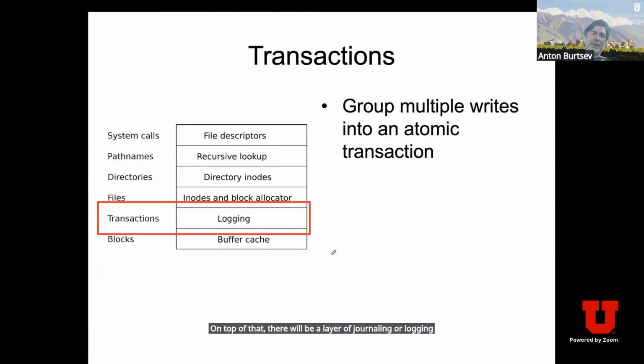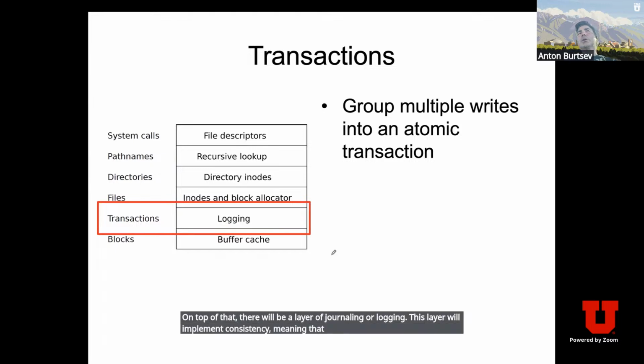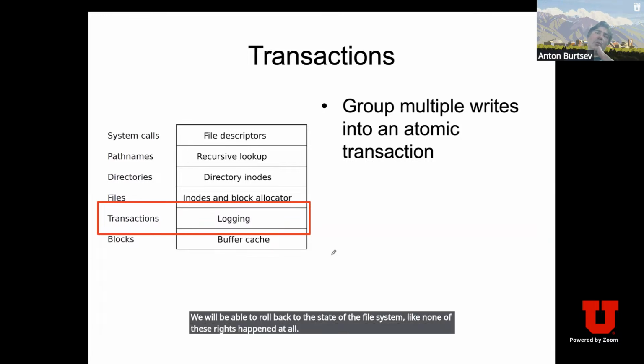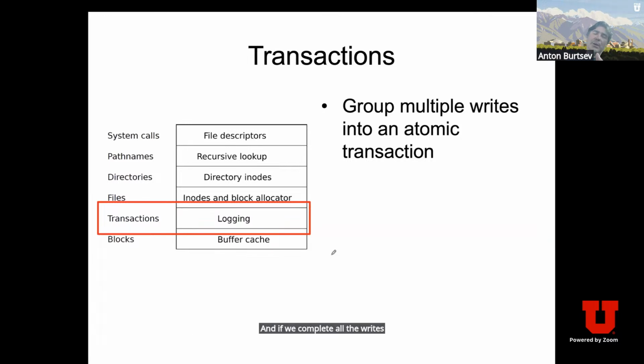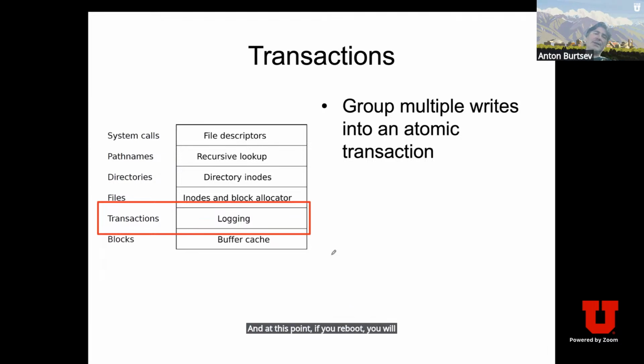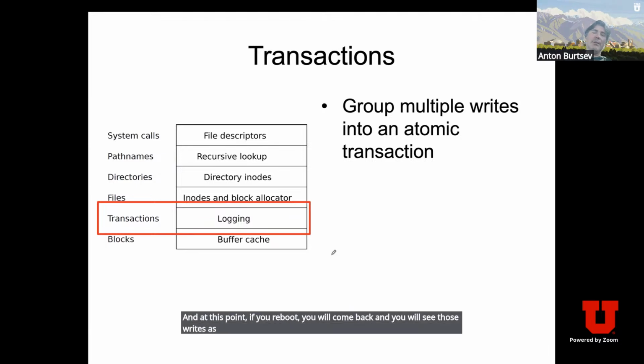This layer will implement consistency, meaning that it will group writes into groups of atomic transactions. If we lose power in between a series of writes, we will be able to roll back to the state of the file system like none of these writes happened at all. And if we complete all the writes, we will update the file system in a single atomic transaction saying, okay, commit those writes. At this point, if you reboot, you will come back and you will see those writes as done in the file system.